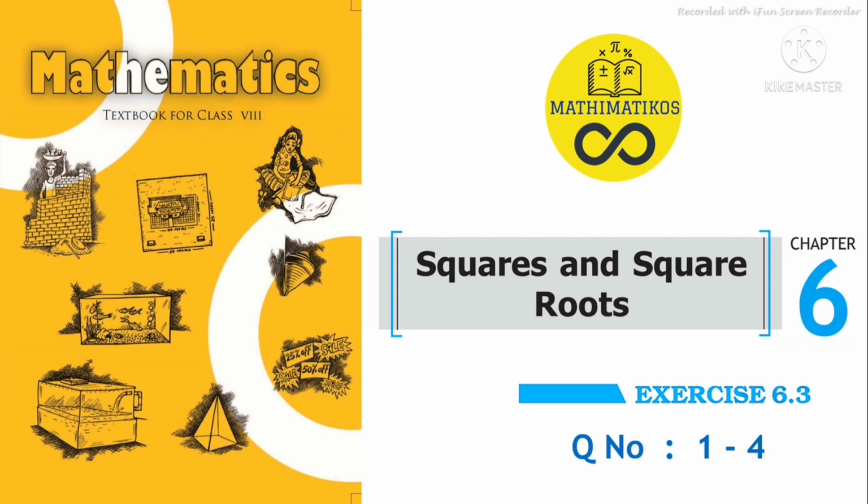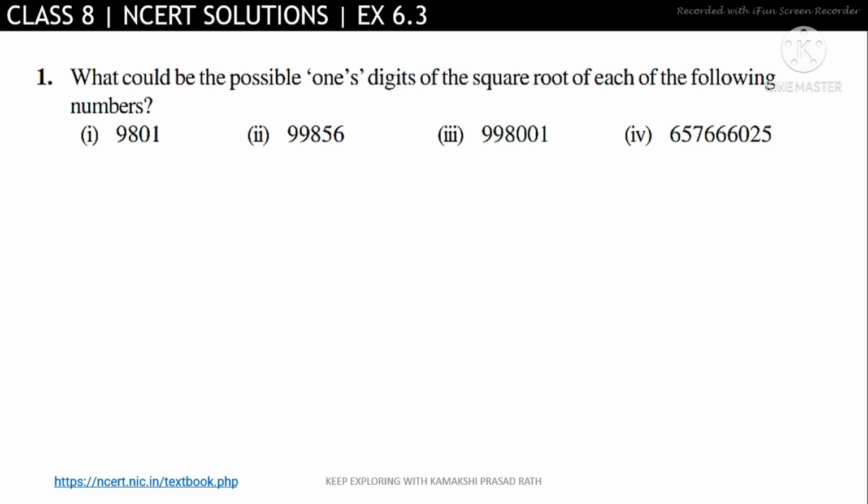Today's discussion is on the chapter Squares and Square Roots for class 8. In this video, we will discuss exercise 6.3 question number 1 to 4 taken from the math textbook NCERT. So let's start. Question number 1 says, what could be the possible ones digit of the square root of each of the following numbers? So we have to find out what will be the possible units place digit of the square root of these numbers.